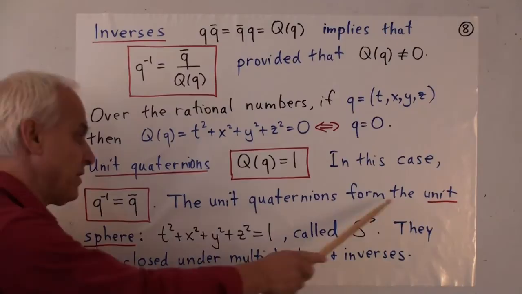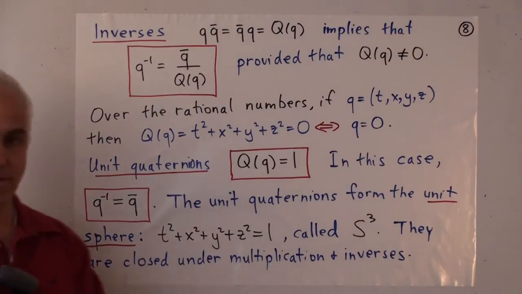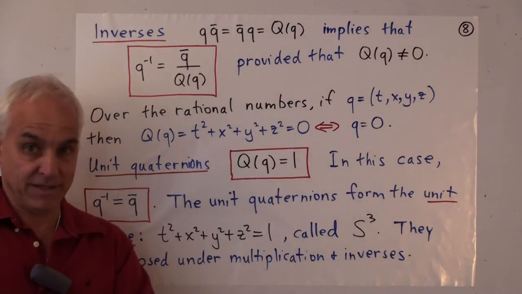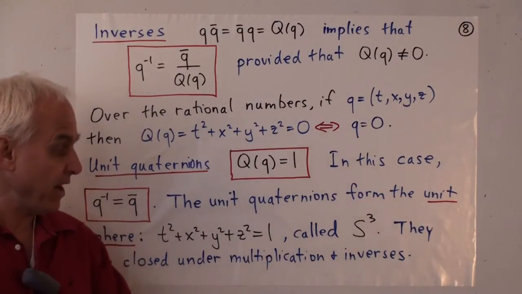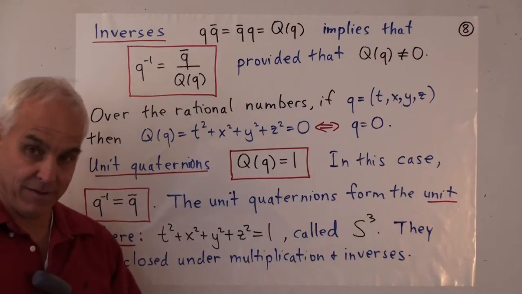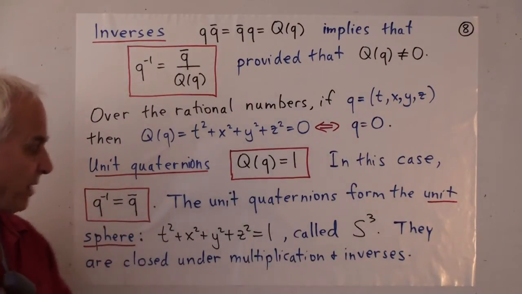The unit quaternions form the unit sphere. So the equation is t squared plus x squared plus y squared plus z squared equals 1. And that's an equation in four-dimensional space which defines the three-dimensional sphere, which is usually called S3. So we're talking about a three-dimensional sphere in this four-dimensional space.